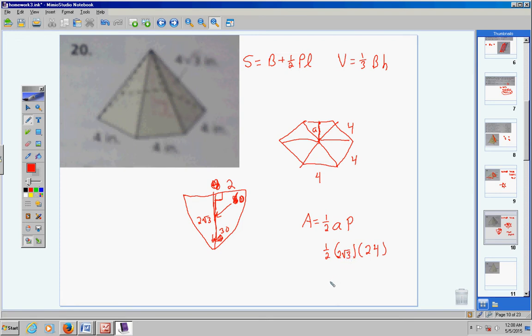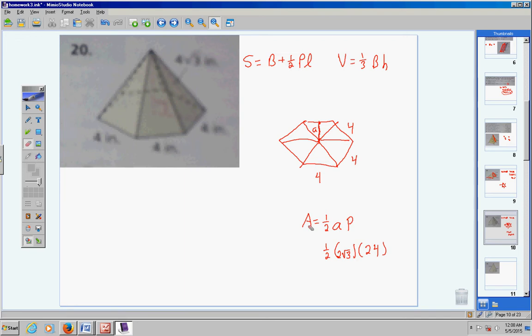Okay, so with that in mind, let's go ahead now and find the area of this base, because that's what we need right here. Don't lose sight of the trees for the forest. We're trying to find the surface area of this pyramid right here. And if we're trying to find the surface area, step 1 is to find the area of the base. And we just about have it solved right here.